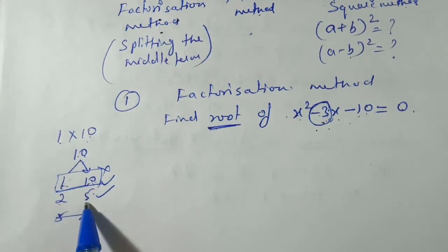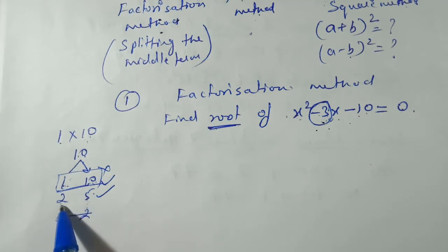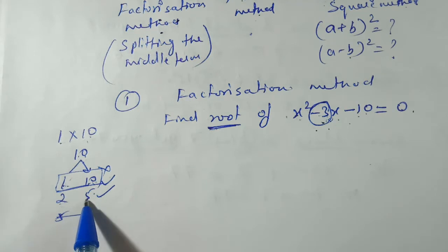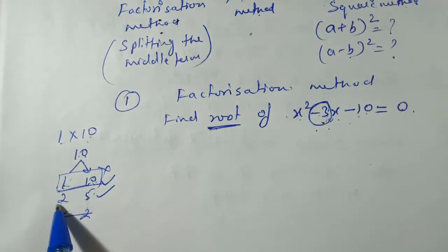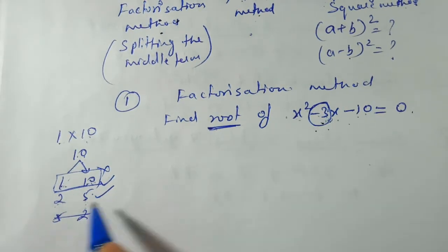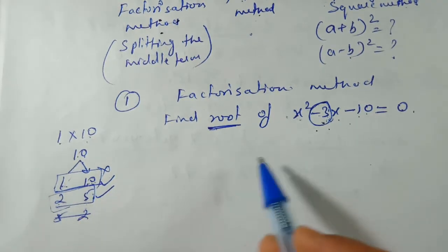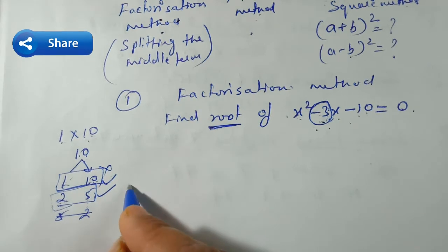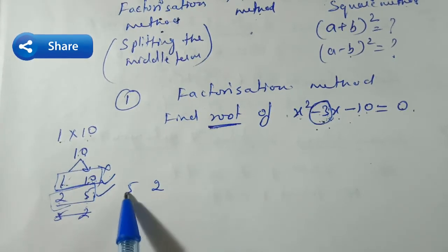Come to the second, 2 and 5. If we add both of them we will get 7, but what is required? 3. So let us change, we'll go into subtract. If we subtract 5 and 2, what will we get? 3. It means we can take these two. Now we have to subtract both of them, we have to subtract 5 and 2.